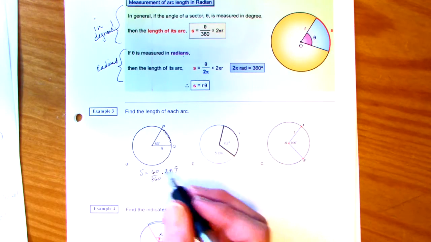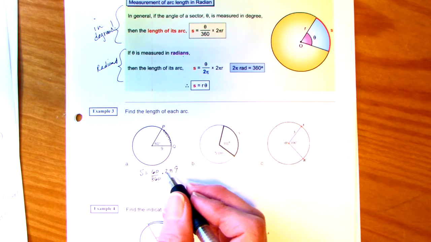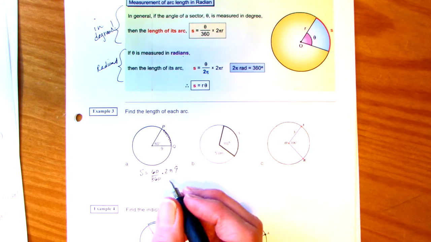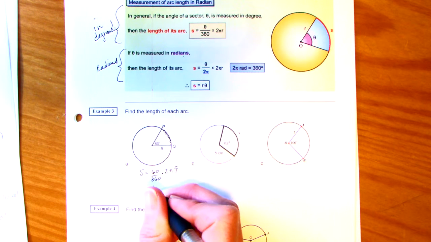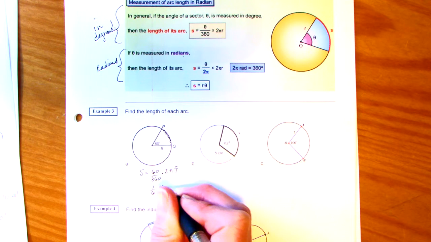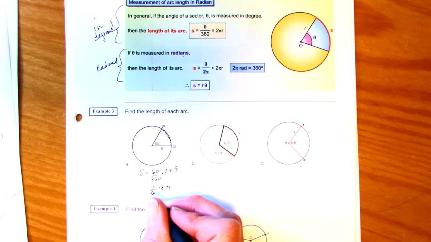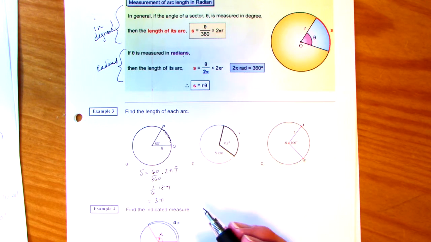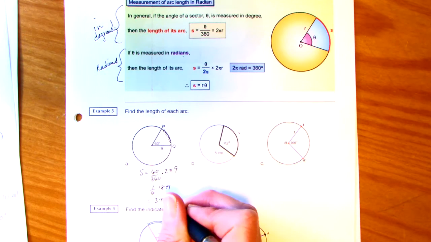All right, so then you just clean this up. This is going to be 1/6, and 2 times 9 is 18. 6 goes in 18 3 times. So 1/6 times 18 pi. 6 goes in 18 3 times. There is your exact answer, 3 pi. Of course, I don't know what units they are. Remember, this is a distance, so it's some unit.